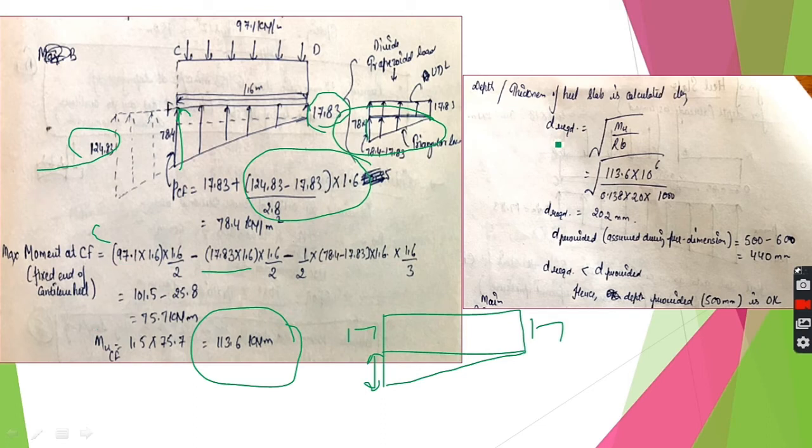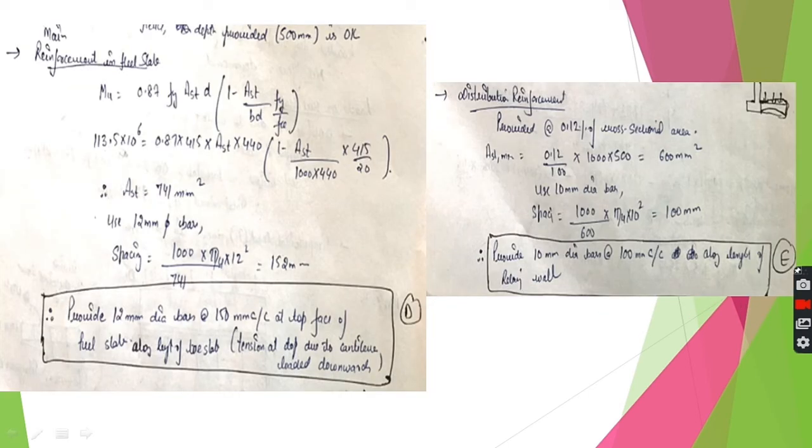We check the D required, which is coming out to be 202, and compare it with the D provided. The D provided here was 0.5 meter, which we had assumed in step number 3, and the D required is 202, hence our assumption is correct. Now the reinforcement is provided due to this moment 113.6, which we got from here, and we calculate the AST and the spacing required.